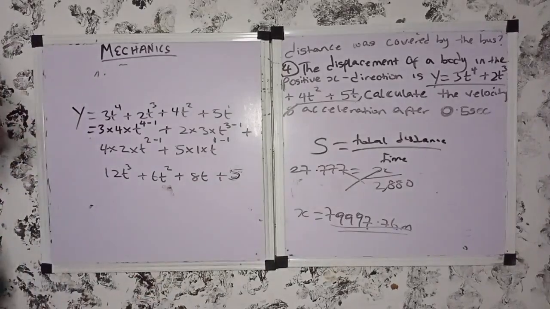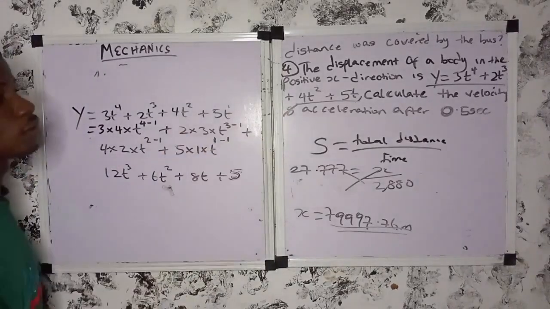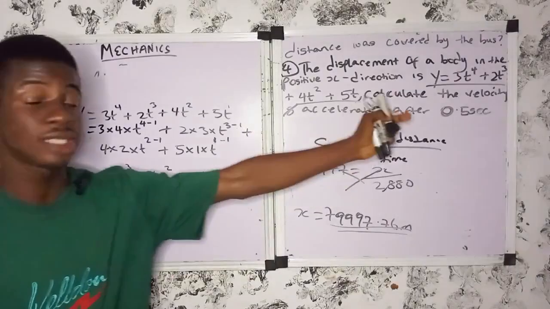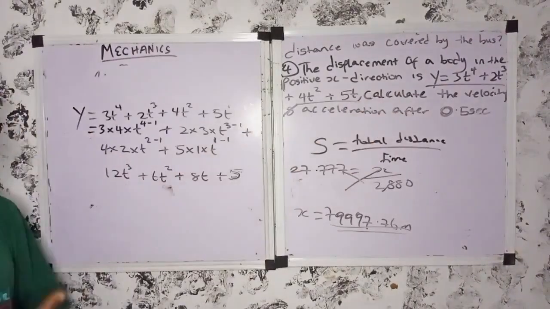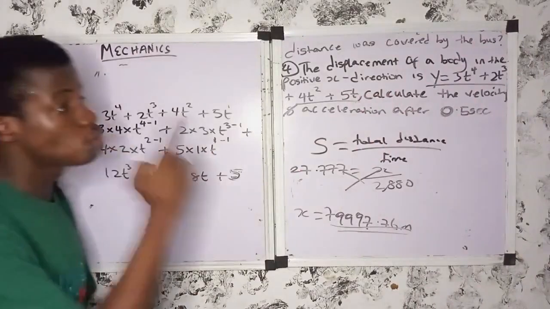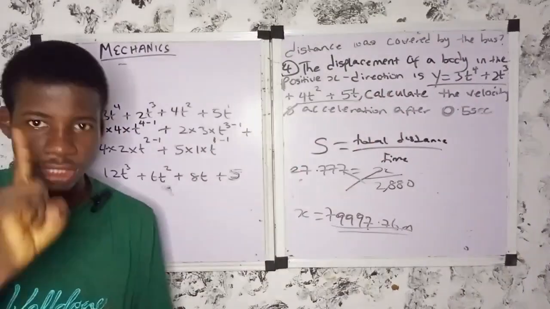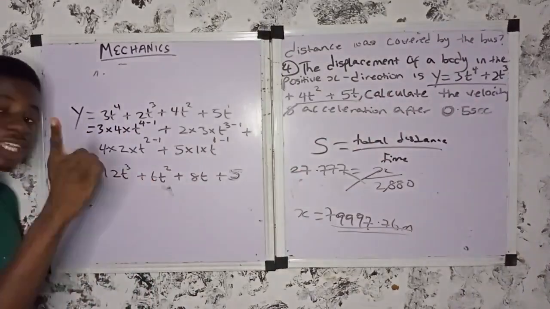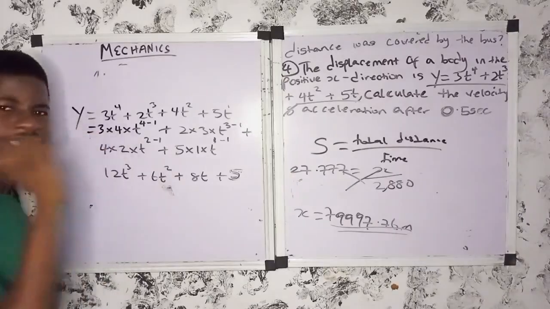So now we have to look for what? Remember, I told you that to look for the velocity, we differentiate 1 time. Now we have differentiated 1 time, right? Now what is the time they gave us?